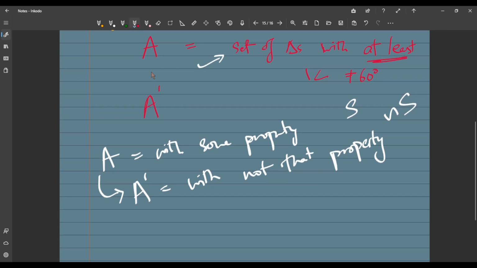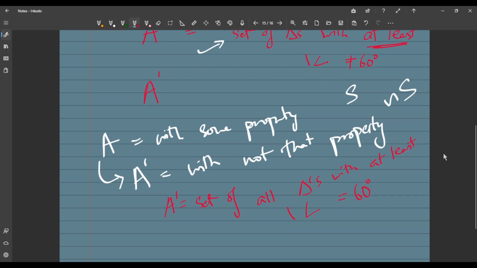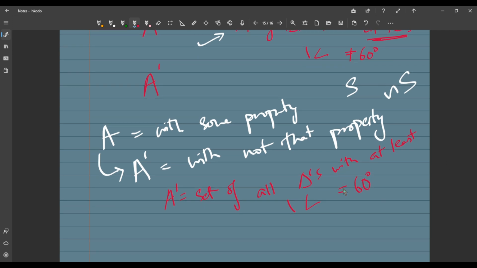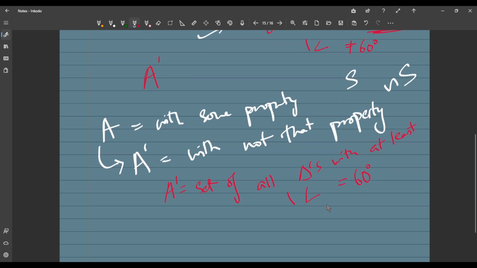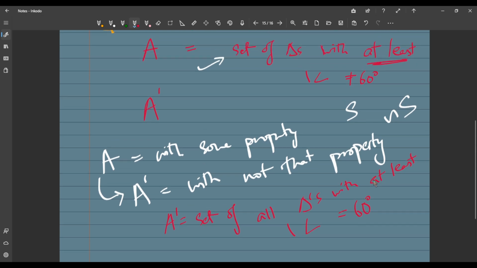So even if one might be tempted to say that A complement is the set of all triangles with at least one angle equal to 60 degrees, one might be tempted to say that you change the not equal to equal to while negating. Bear in mind that even if one angle is not equal to 60 degrees, the other two angles may still be equal to 60 degrees and the triangle might still fall into my A, because only one angle has to be different from 60 degrees to satisfy A's condition.